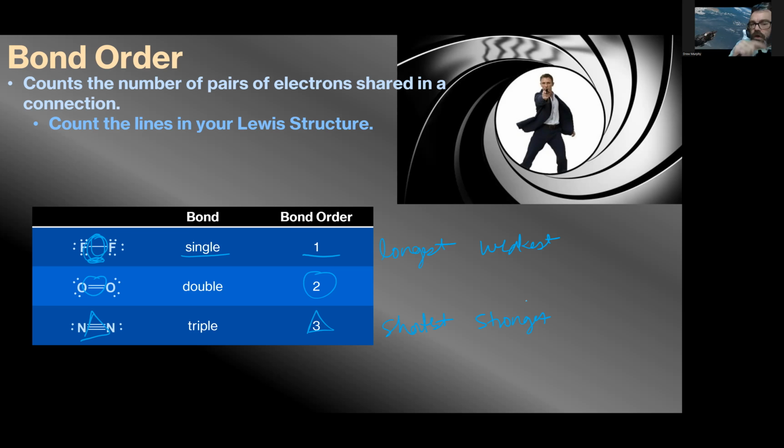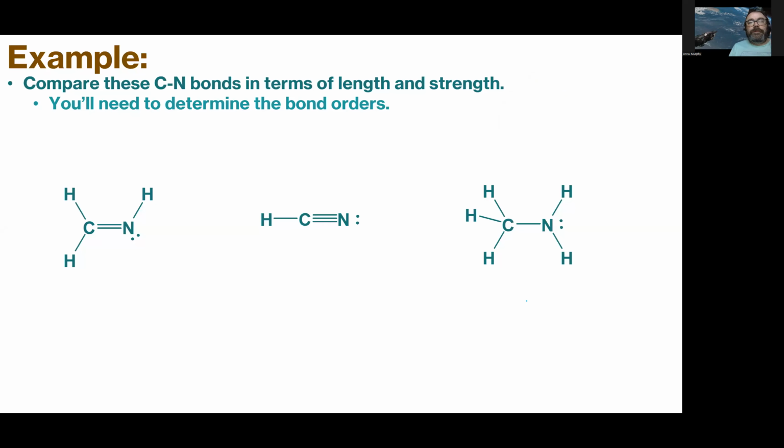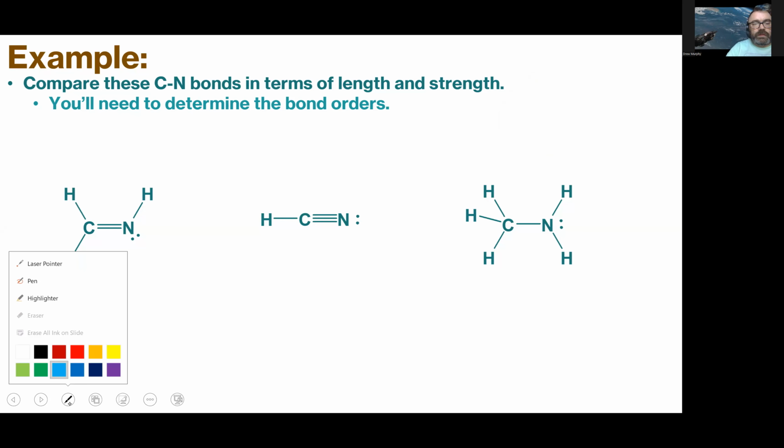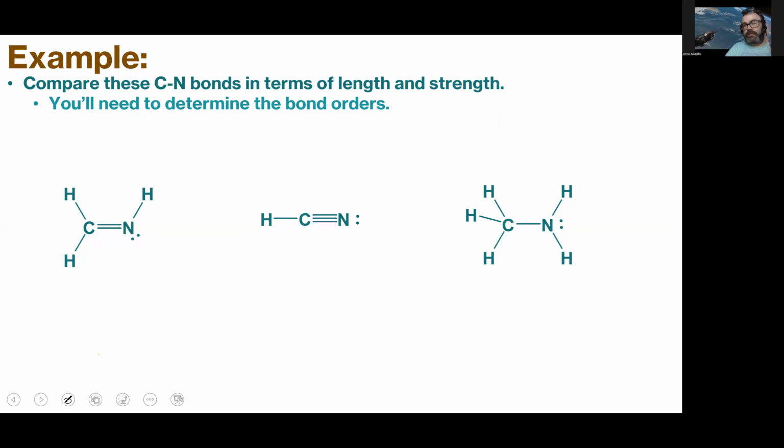So you can always count the lines in your Lewis structure to come up with the bond order. Once we get into bigger things, you can look at a bigger thing and count all the lines and say, oh, that's a bond order of 3. This is a bond order of 2, and every bond should have its own unique bond order. Let's look at these examples. Let's figure out what the bond order is for each of these, and then we can think about ranking them in terms of bond length and bond strength.